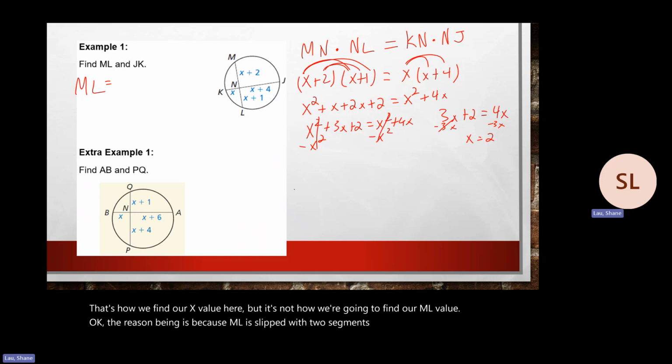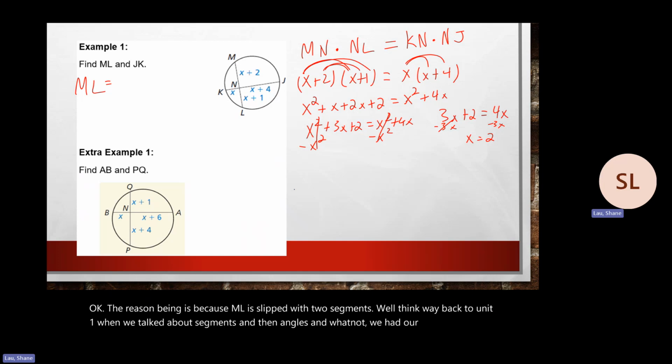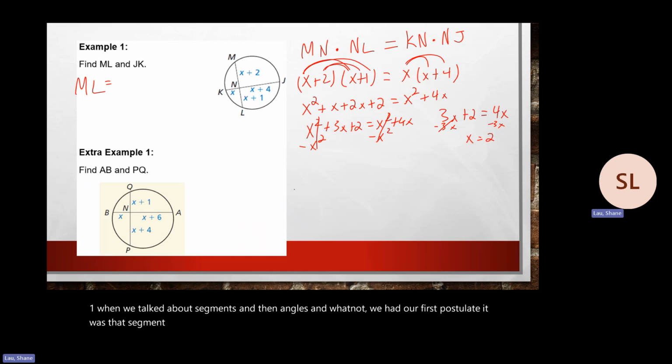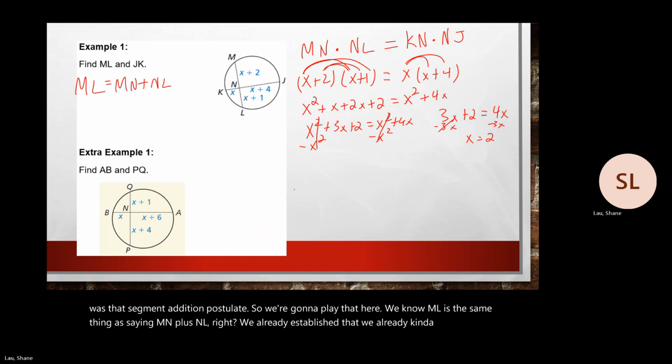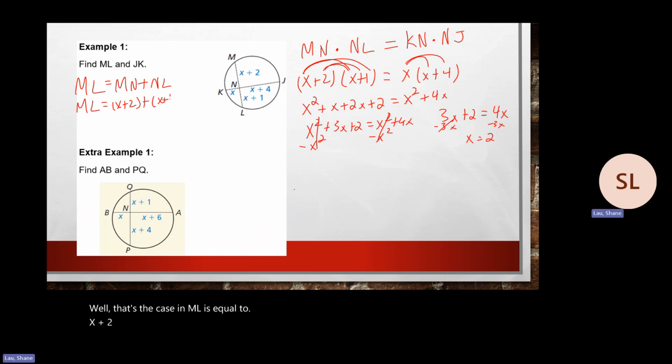Well, think way back to unit 1 when we talked about segments and angles and whatnot. We had our first postulate. It was that segment addition postulate. So we're going to employ that here. We know ML is the same thing as saying MN plus NL, right? We already established that. We already kind of solved that. Well, if that's the case, then ML is equal to x plus 2 plus x plus 1. And because this is true, and I have my x values available, I'm going to plug in 2.